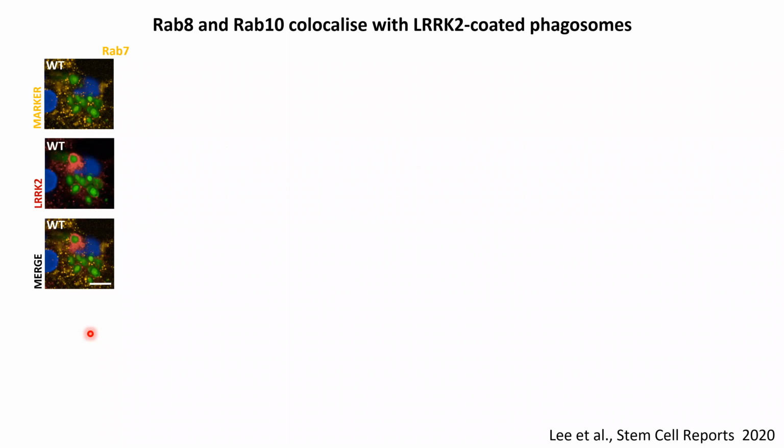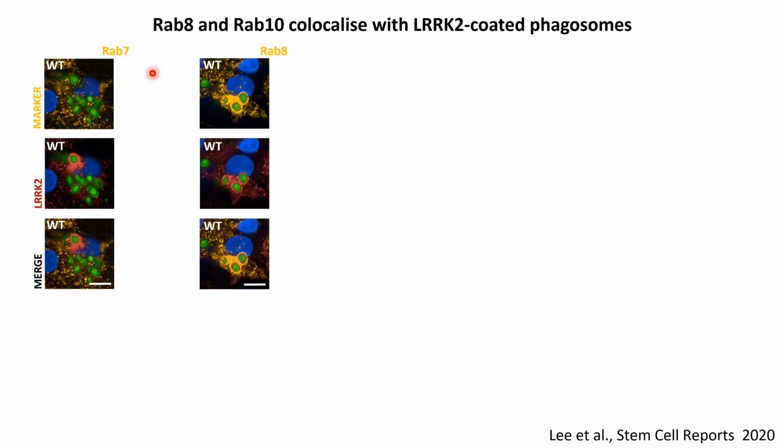But we were able to show that RAB7 is not co-localizing with LRRK2 coated phagosomes. Here's a LRRK2 coated phagosome that looks like it's got a balaclava on, and RAB7 is clearly not recruited to that. However, RAB8 is very strongly recruited to LRRK2 positive phagosomes.